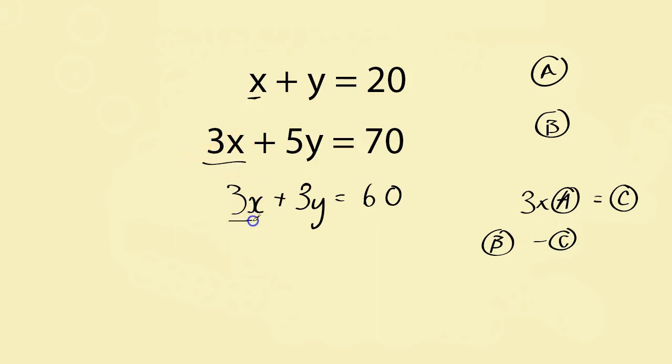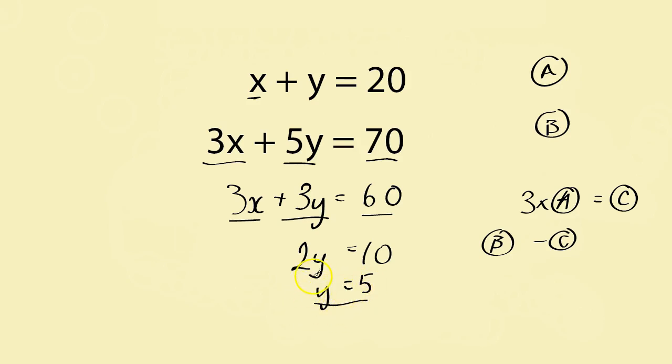3x take away 3x gives me no x's, 0x, so I'm not going to write anything there. 5y take away positive 3y gives me 2y. And 70 take away 60 gives me 10. Great. 2y equals 10. That means y is 5. Wonderful. I found one of the solutions.